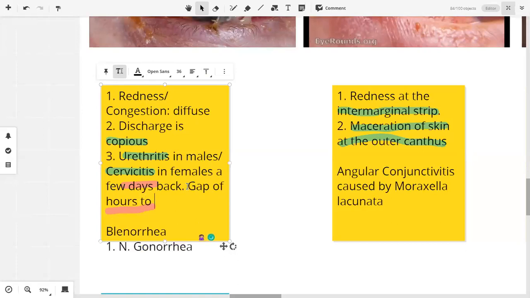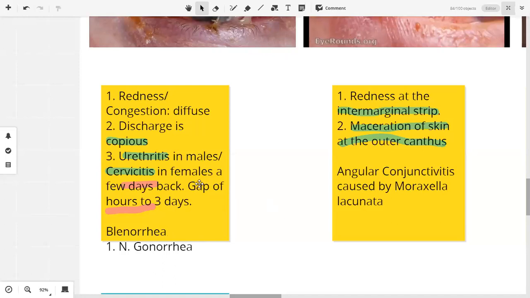Of hours to 3 days. What does this mean? This means that in a patient in whom you suspect gonococcal conjunctivitis who has an STI, if the conjunctivitis developed within a few hours to 3-4 days after the STI, it is definitely gonorrheal conjunctivitis because of the incubation period.